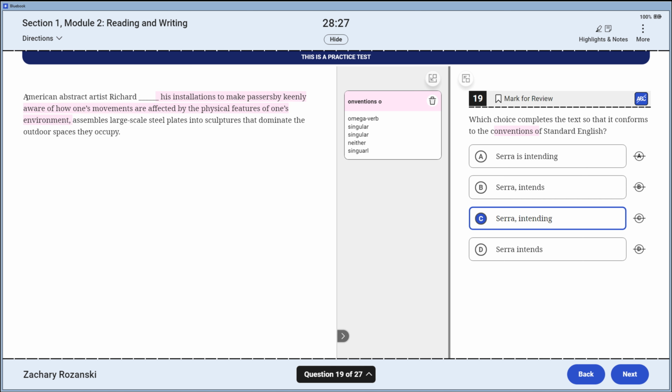Read over this entire sucker. American, abstract, artist, Richard, Sarah, assembles. A and D would create two verbs in one clause with no coordinating conjunction, verbs that tell me when, and that is unacceptable.